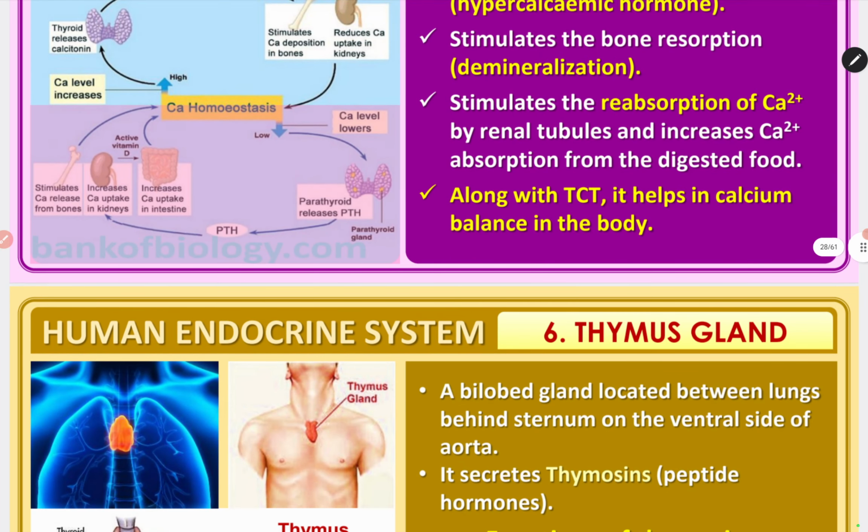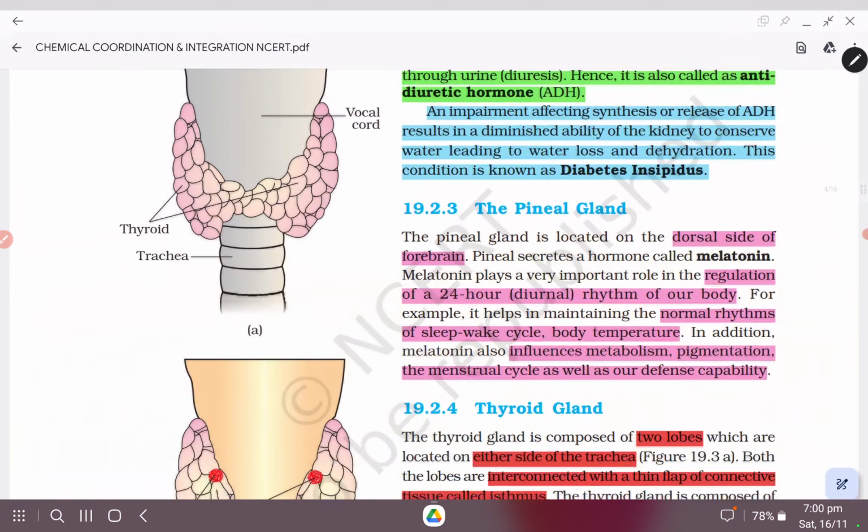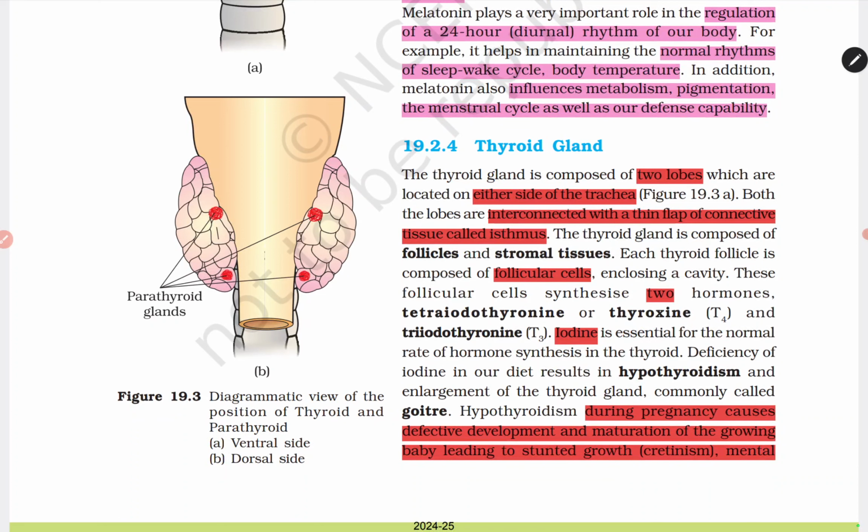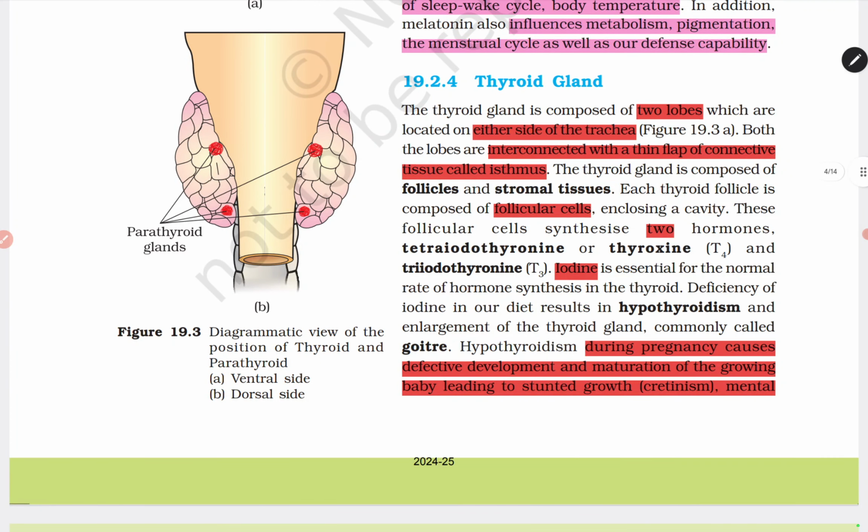Before starting thymus, let's see what the NCERT says. Pineal completed. Thyroid gland: 2 lobes are there on either side of the trachea, interconnected with a thin flap of connective tissue called the isthmus. The thyroid gland is composed of follicles and stromal tissue. Each thyroid follicle is composed of follicular cells, and the follicular cells synthesize two hormones, T4 and T3. Iodine is essential for the normal rate of hormone synthesis in the thyroid. Deficiency of iodine in our diet results in hypothyroidism, that is, enlargement of the thyroid gland, commonly called goiter.